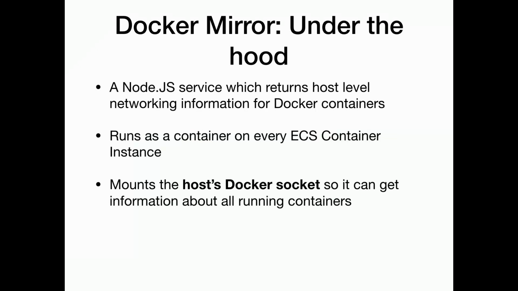Internally, we mount the socket of the host machine, so we're able to look at all the containers that are running on the host machine. So that's the magic that's happening there. I also want to mention that Docker Mirror is running on every single ECS EC2 container instance. So that's how we're able to call out to Docker Mirror.